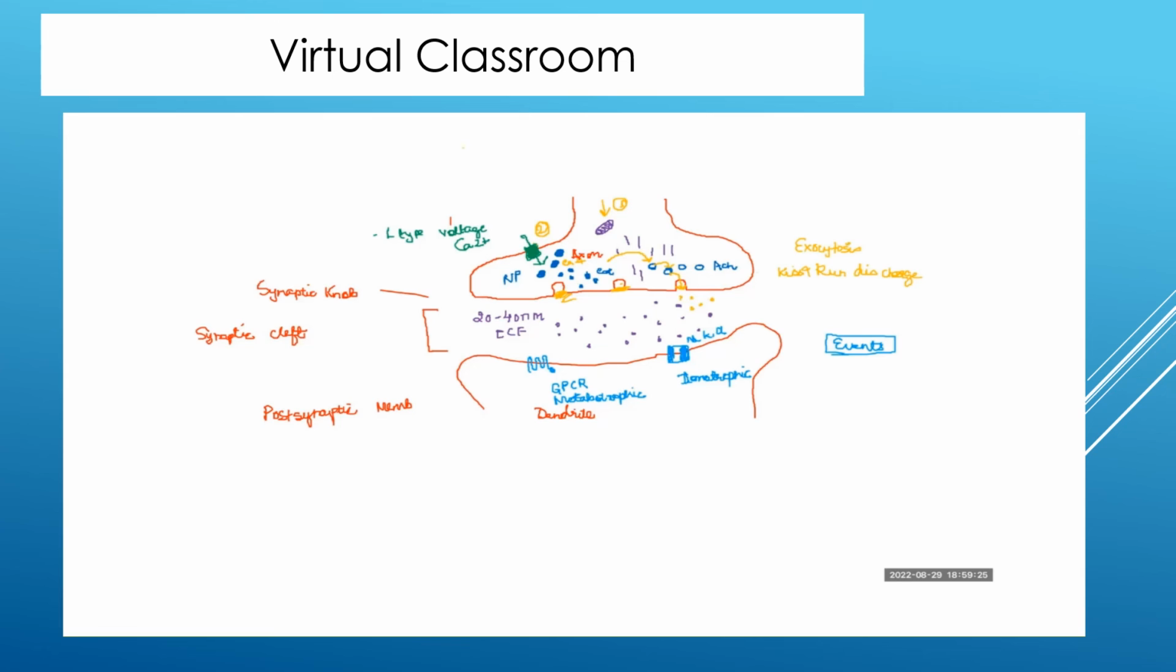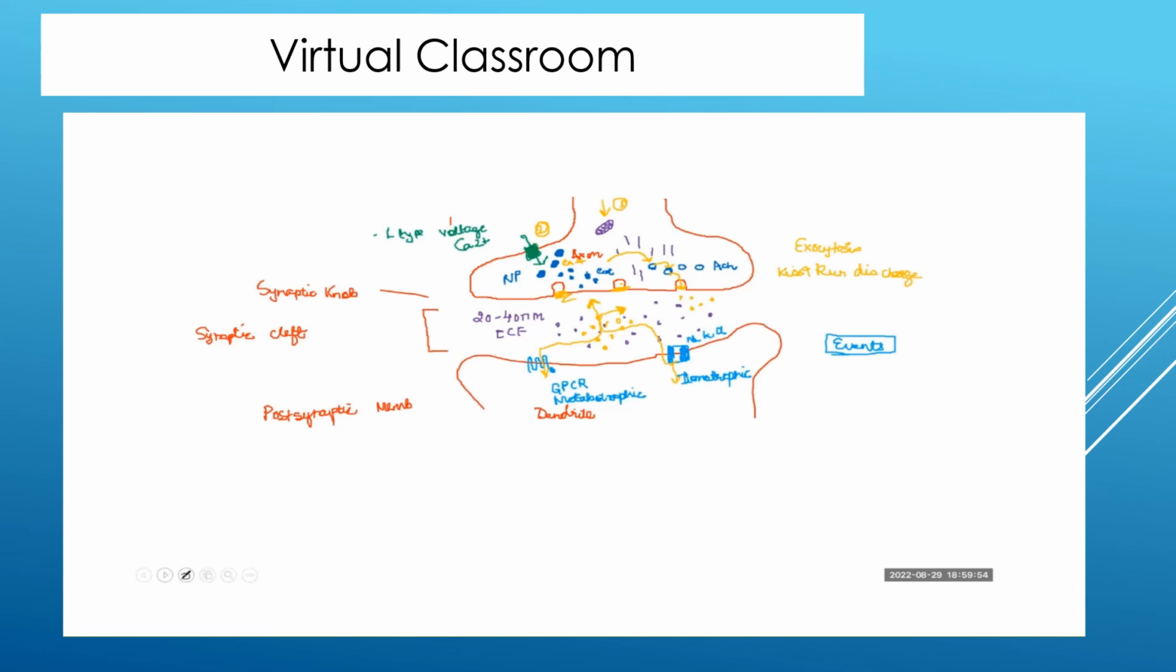Okay. So once the neurotransmitter has reached here, now what will happen? Either this neurotransmitter will be taken up, that is, reuptake of neurotransmitter, or it will be degraded by the enzyme, or the third and most common action will be that it acts on these receptors here.